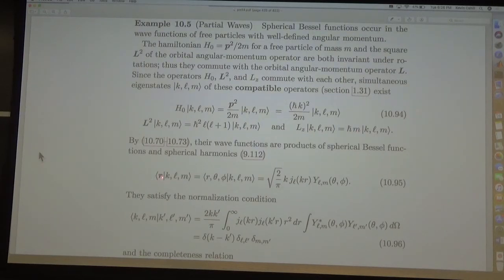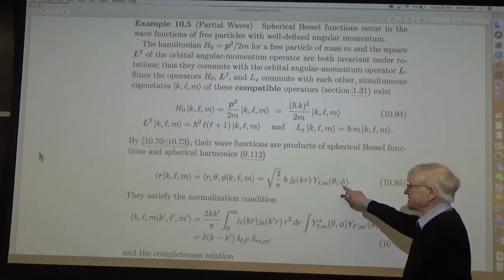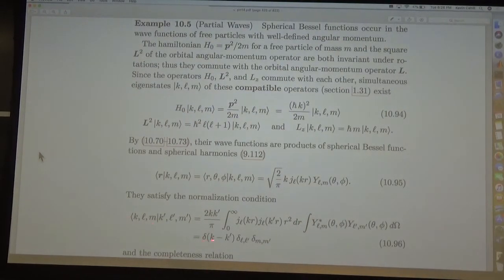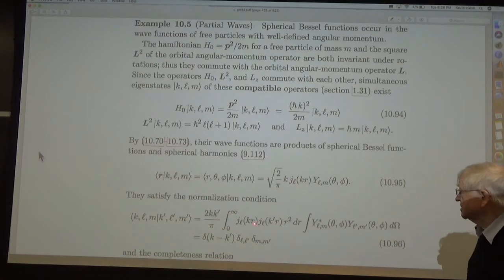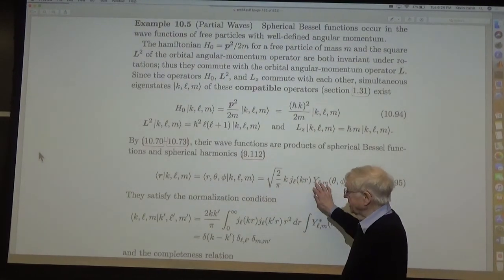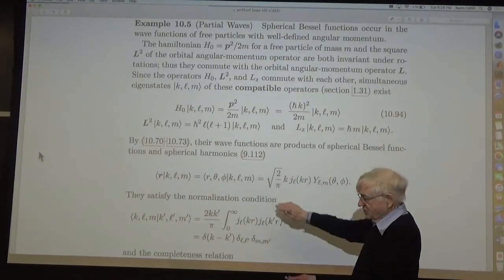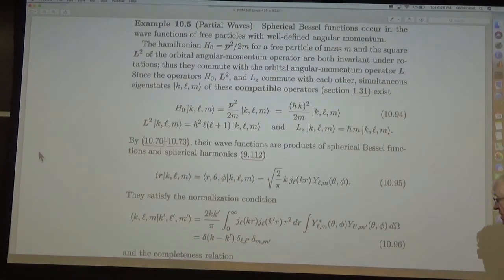And the inner product of R with a KLM is j_l of kr times the spherical harmonic. And the inner product of the two different KLM states, well, you just take this wave function and integrate it, multiplying by the complex conjugate of the other, and you get this expression here that you integrate.